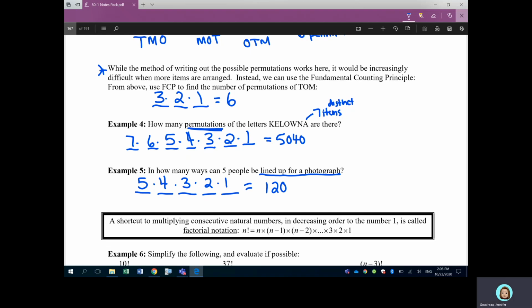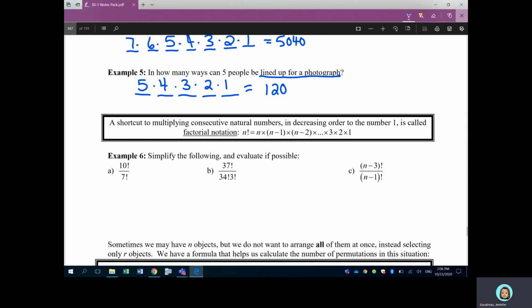When we were arranging the 3 letters, our fundamental counting principle gave us 3 times 2 times 1. When we were arranging our 7 letters, 7 times 6 times 5 times 4 times 3 times 2 times 1. And when we are arranging the 5 people, 5 times 4 times 3 times 2 times 1. So it looks as though anytime we are arranging n objects, where we're using all n of them, we end up with n times n minus 1 times n minus 2, and so on.